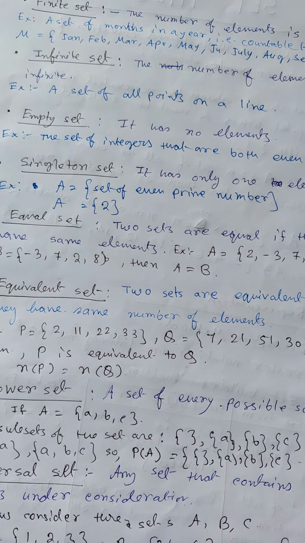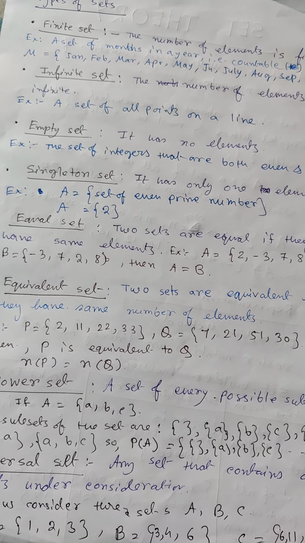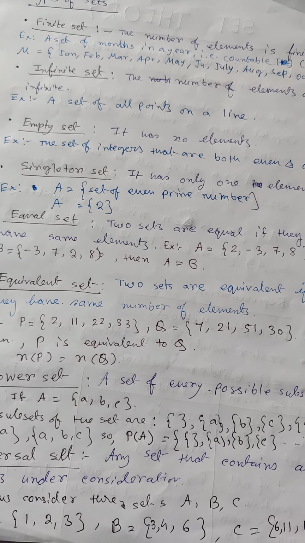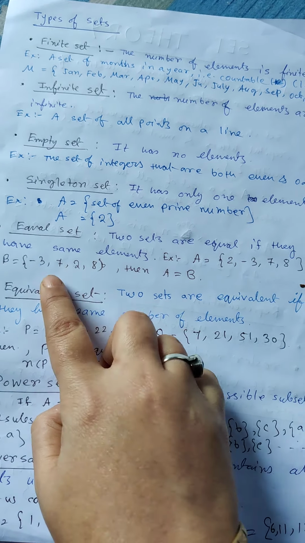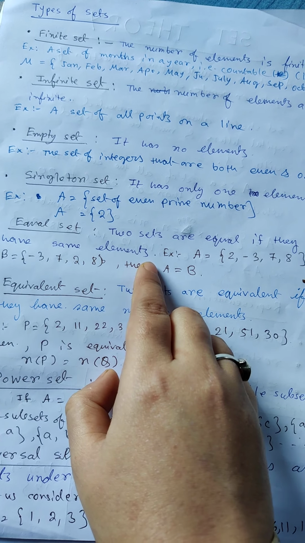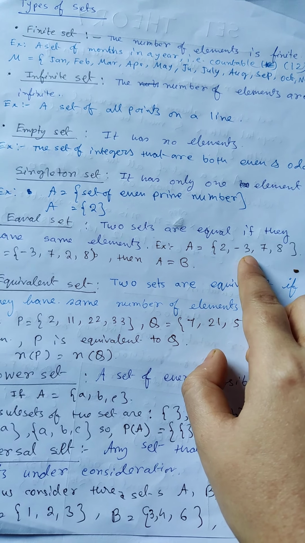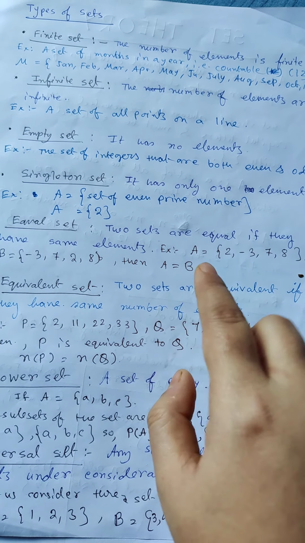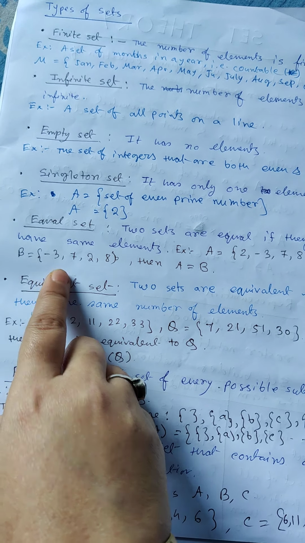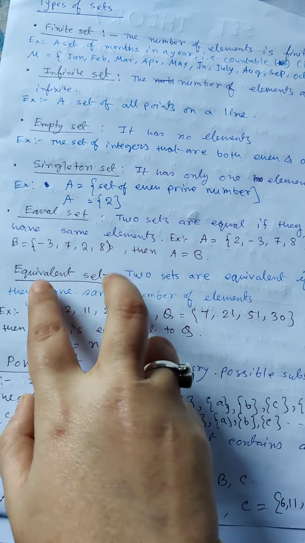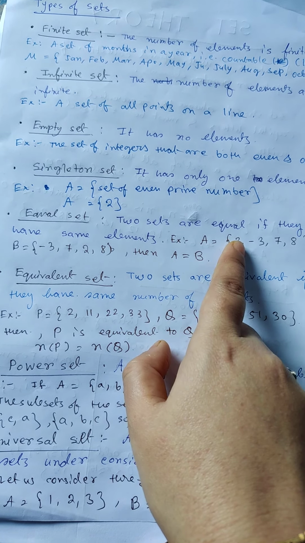Now equal sets. Equal means we must take two things to make it equal. So two sets are equal if they have the same elements. Example: A equal to 2, minus 3, 7, 8, there are 4 elements in the set, and in another set there are minus 3, 7, 2, 8. So we can say that these two sets are equal.